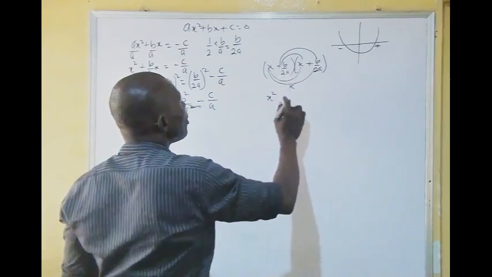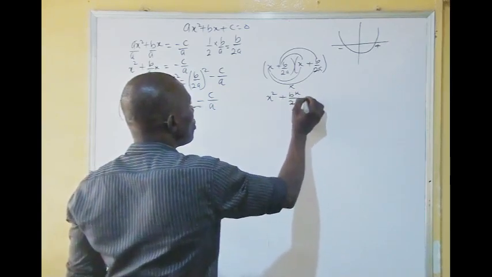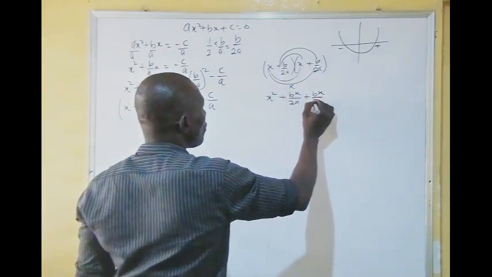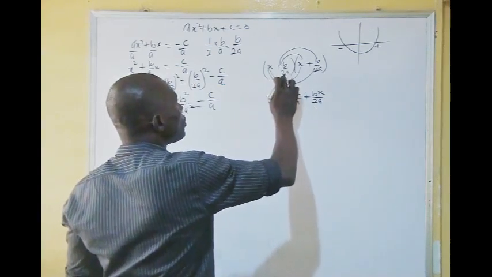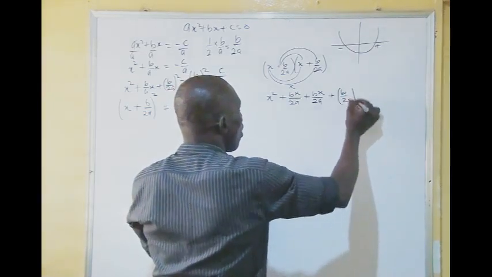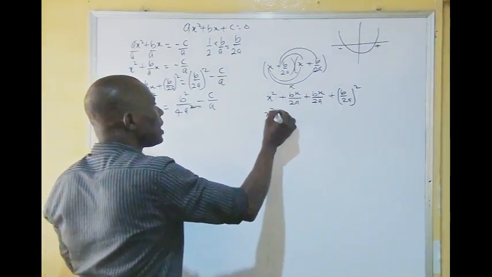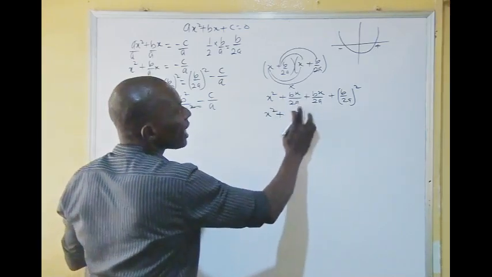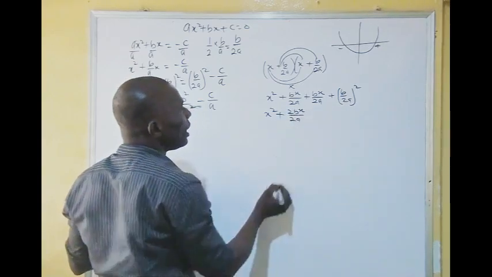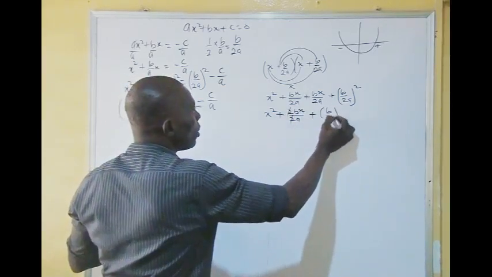X times b over 2a gives us bx over 2a. Plus b over 2a multiplied by x is going to give us the same thing, bx over 2a. Then b over 2a multiplied by b over 2a is going to be b over 2a all squared. Since the two terms here are the same, we can say this one is 2bx over 2a, so the 2 cancels the 2. Here we have b over 2a all squared.